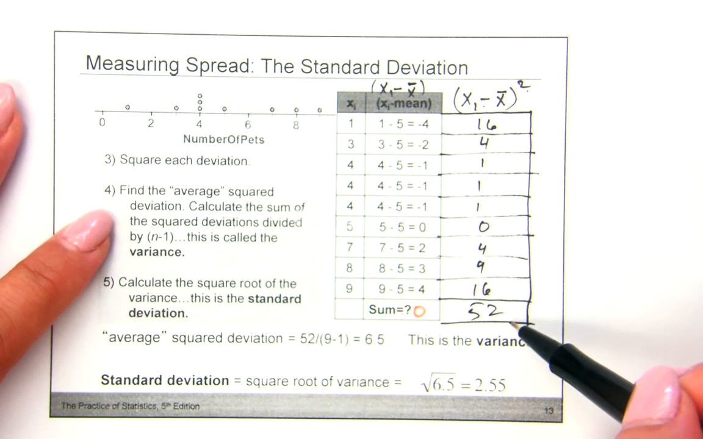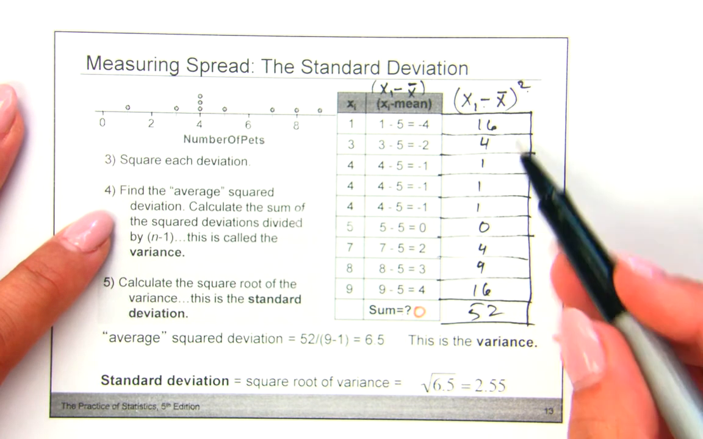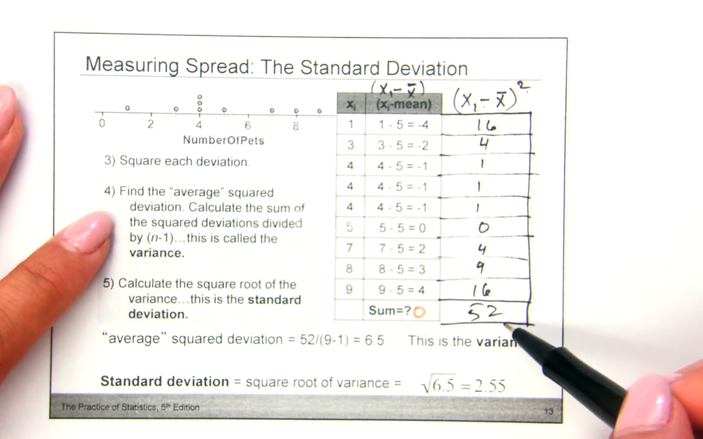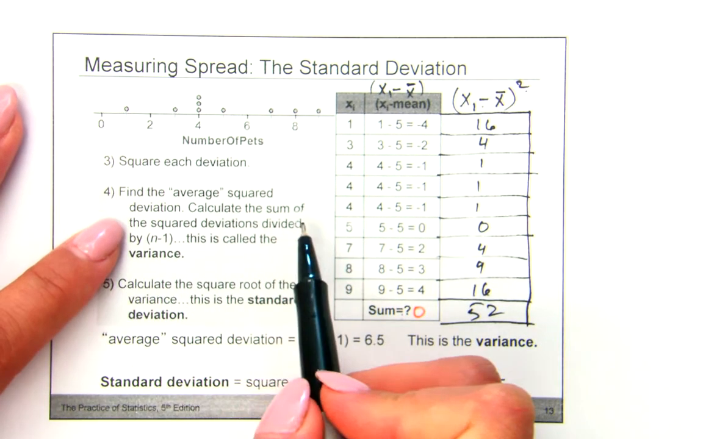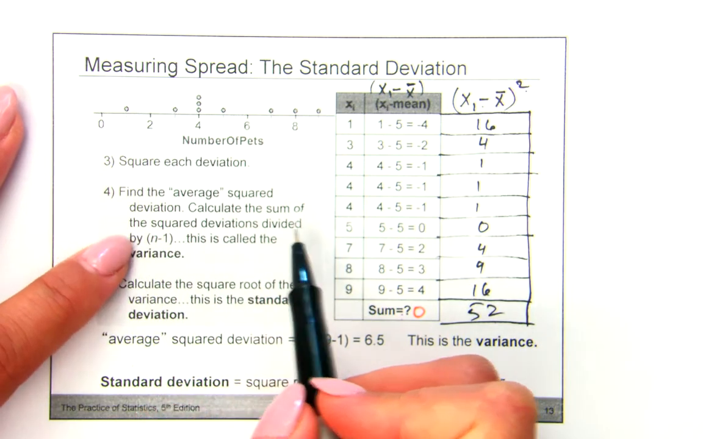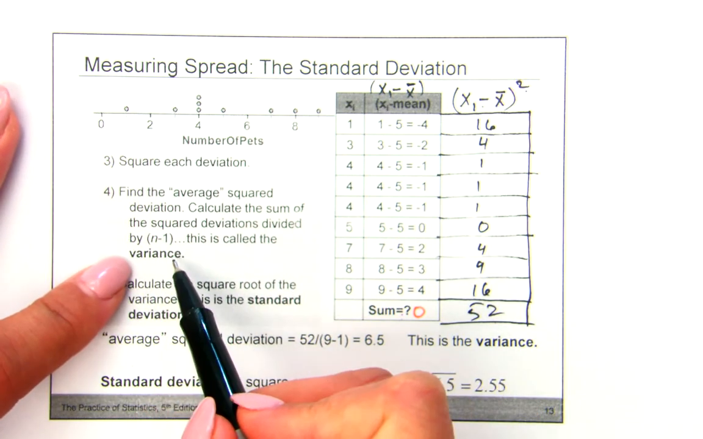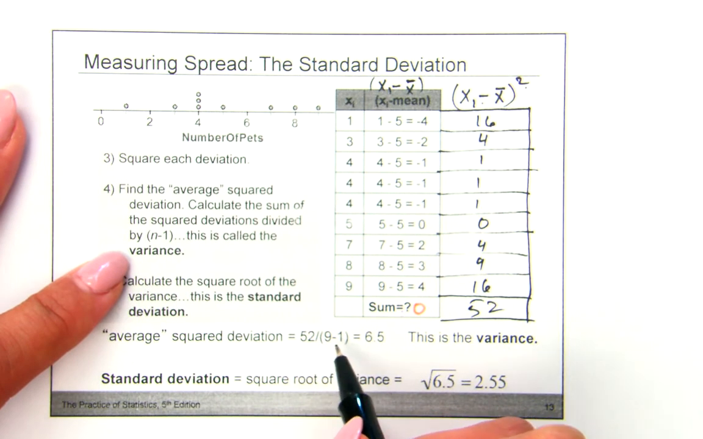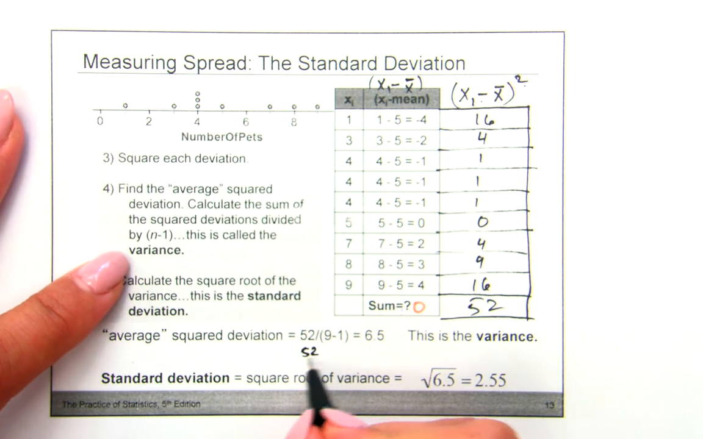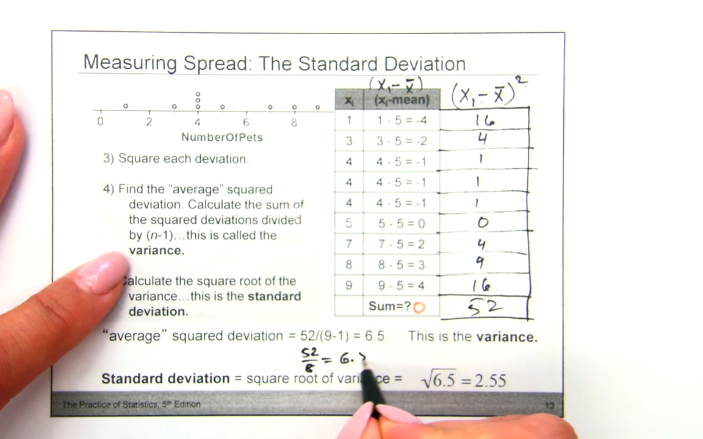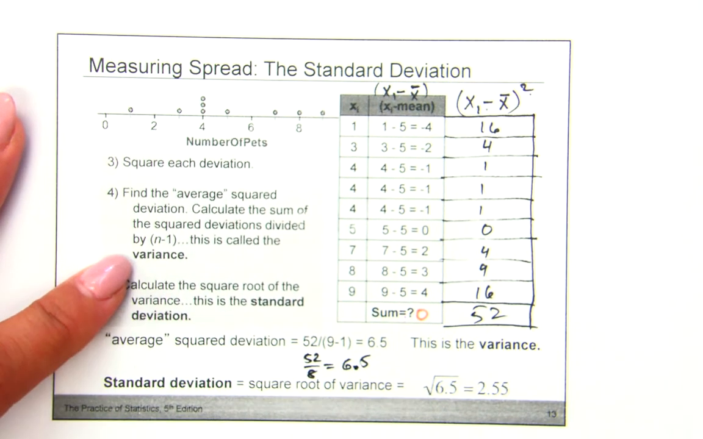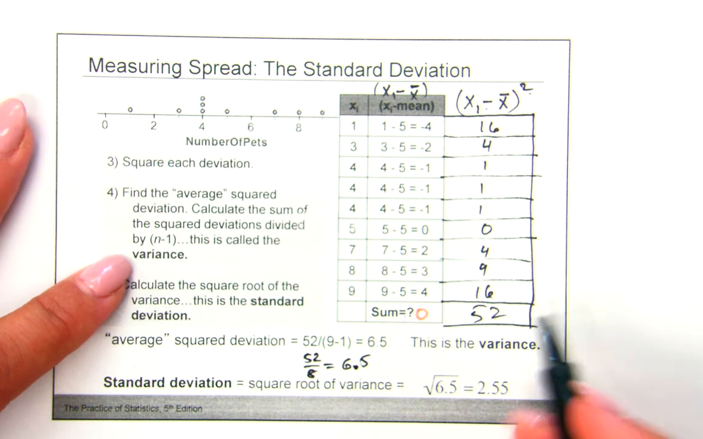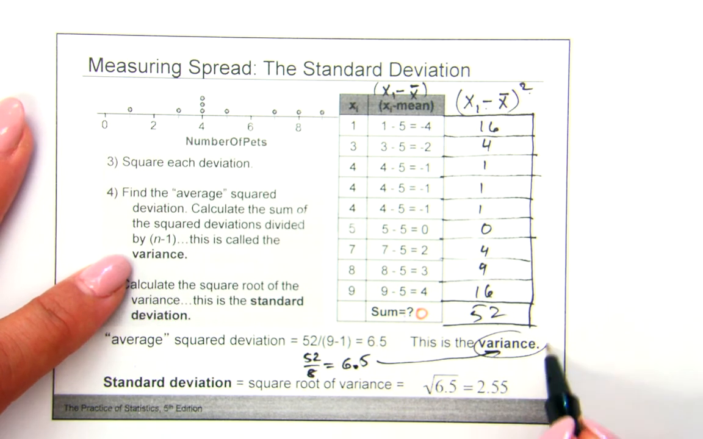Okay, so the average square deviation. I have 52 as the sum of the square deviations, and there's an actual formula for this. Calculate the sum of the square deviations divided by n minus 1, and that is called the variance. So our variance is going to be 52 divided by 9 minus 1. We have 9 data points minus 1, so that's 8. So 52 divided by 8 is going to give us 6.5. But this is just the variance, right?